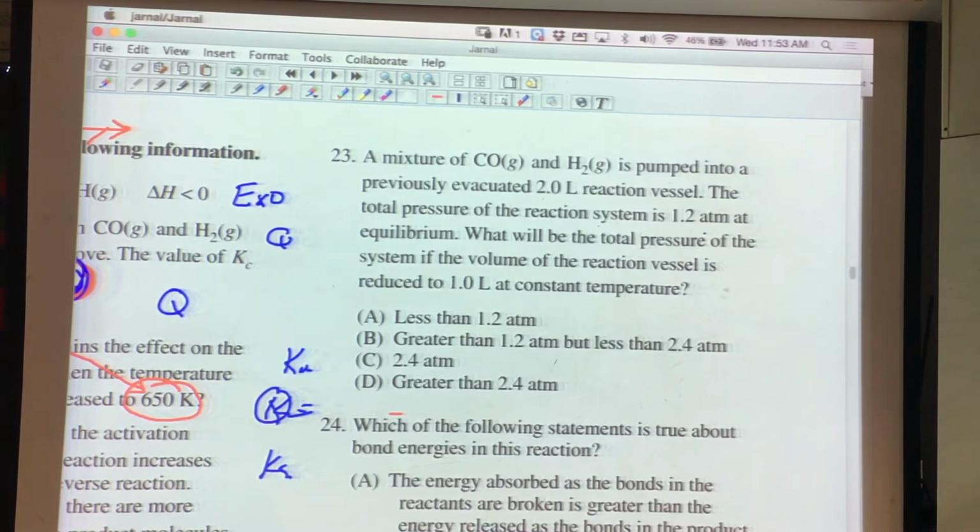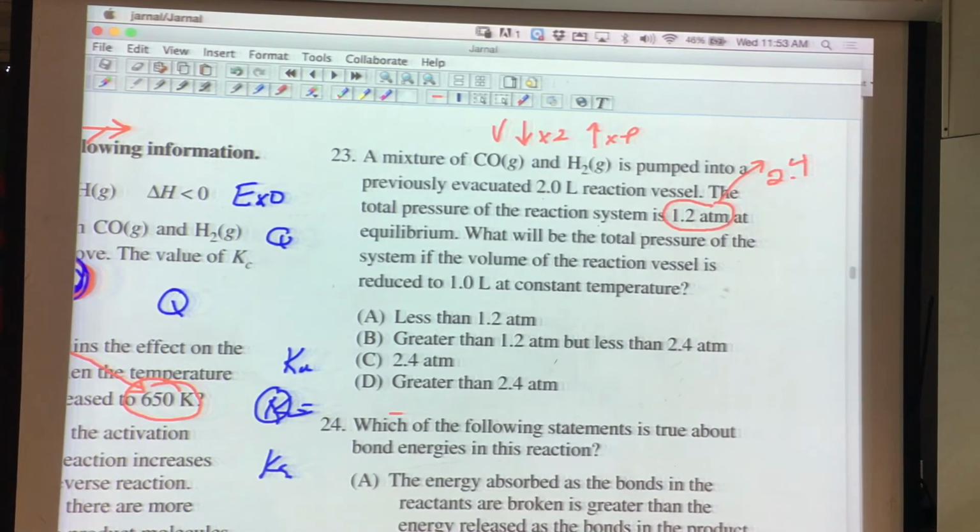23. Okay. So I'm going to mix these gases together. It's a previously evacuated 2.0 liter vessel. The total pressure of the reaction vessel is 1.2 atmospheres at equilibrium. What will be the total pressure if the volume of the reaction is reduced to 1 liter? So we're going to cut the volume in half. And this is Boyle's law, really, pretty much, right? So if the volume decreases 2 times to a half, we would increase the pressure 2 times, right? So you'd expect that if the pressure is 1.2 atmospheres, it would go to 2.4.